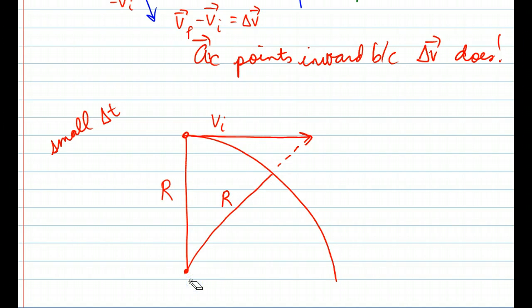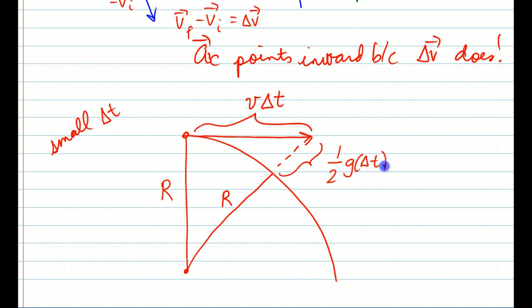The only thing that we need to figure out is how far did it actually travel along this portion right here and along this portion right here. So for the first one, it's traveling with the speed v initial for an amount of time delta t. Let's just call that v delta t. The speed's not going to change, it's just going forward. And when it falls down to the Earth, well, that's gravity, right? We could write 1/2 g t squared. Whoops, I guess that would have to be delta t squared, right?